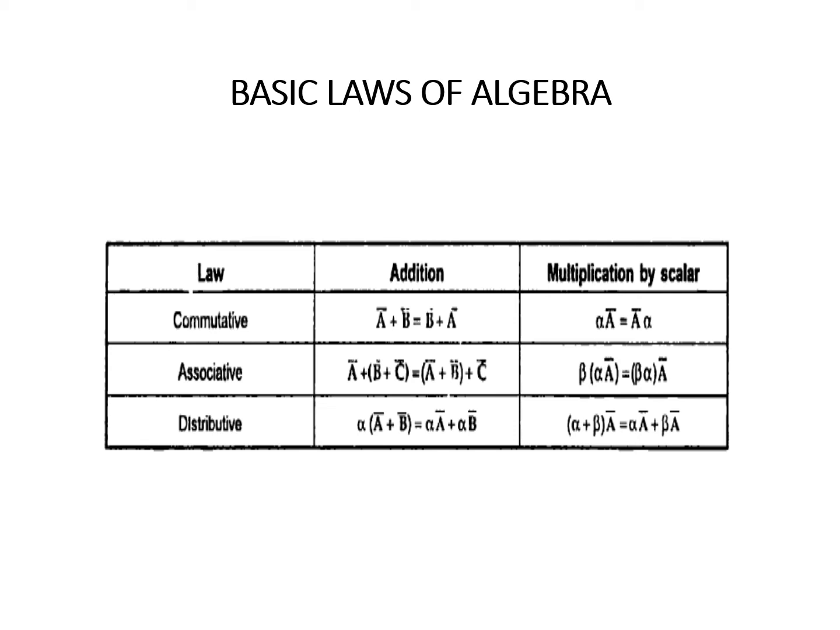The third one is the distributive law. Alpha times (A vector plus B vector) is equal to alpha A vector plus alpha B vector. Multiplication: (alpha plus beta) times A vector is equal to alpha A vector plus beta A vector.